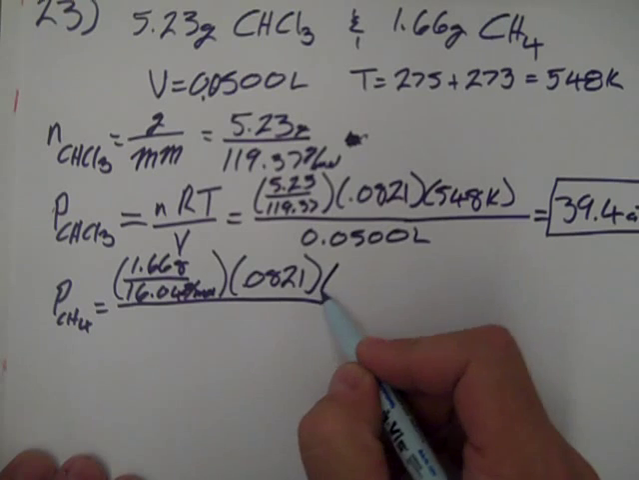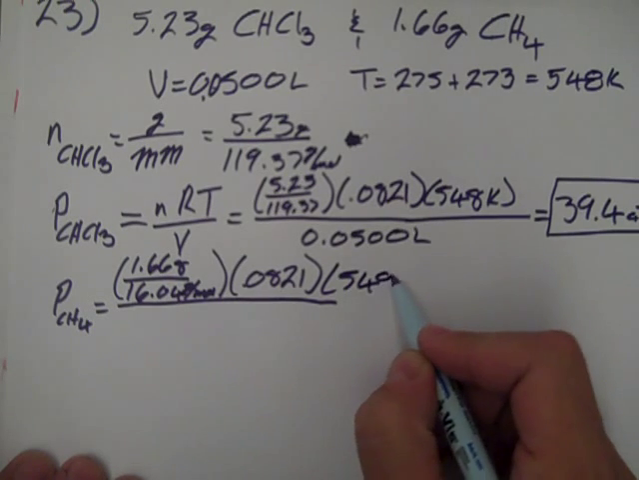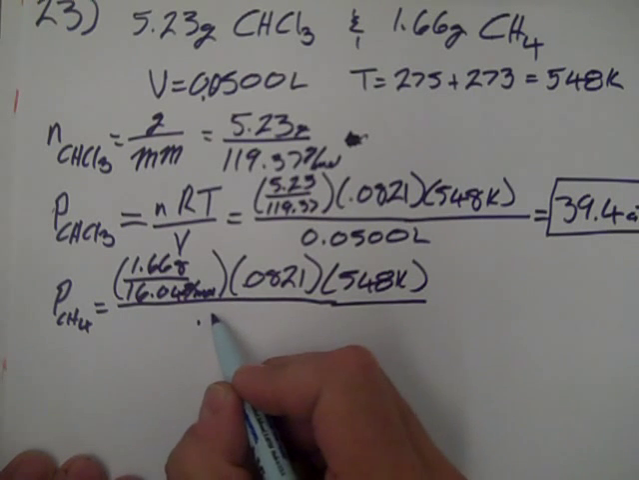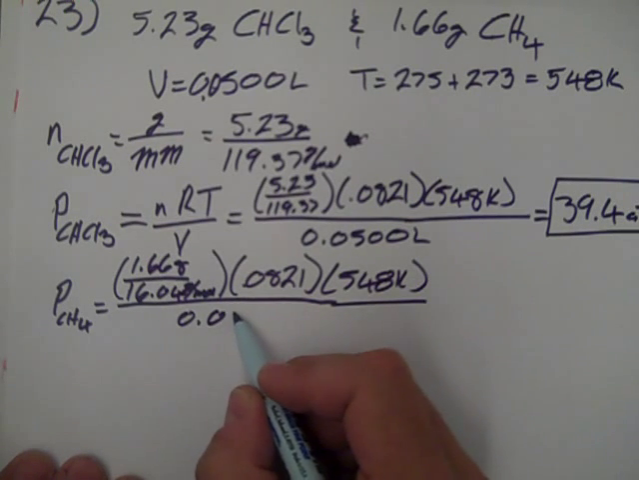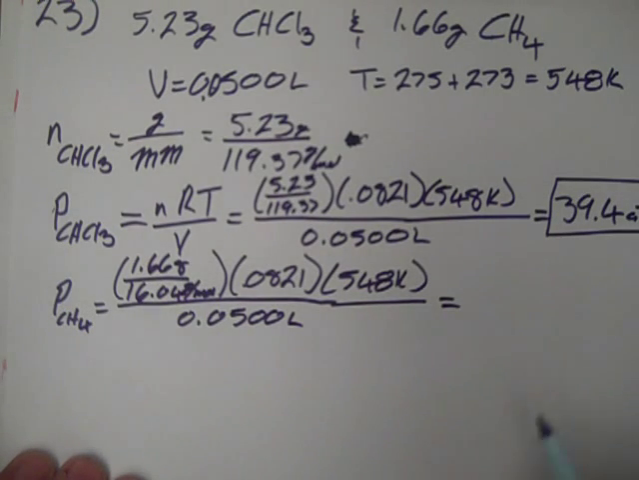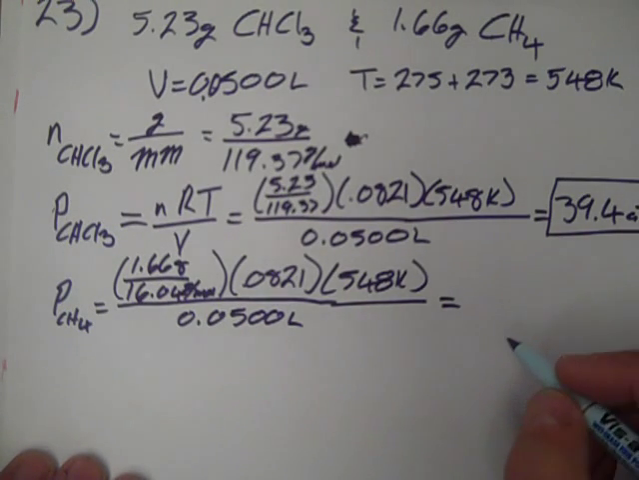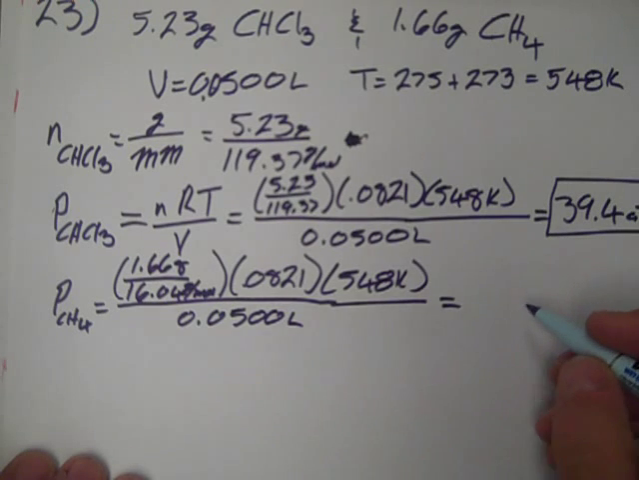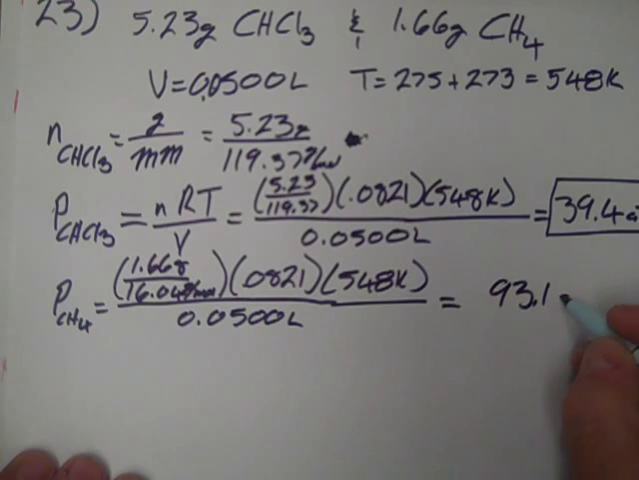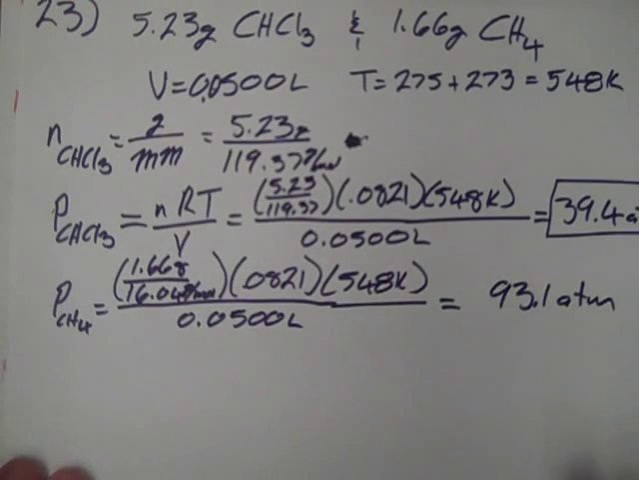0.0821, 548 Kelvin, all divided by 0.0500 liters. And that tells me that the pressure from methane is 93.1 atmospheres. Now that's not one of my answers, but I needed it.